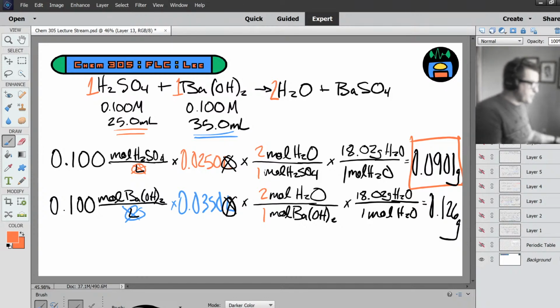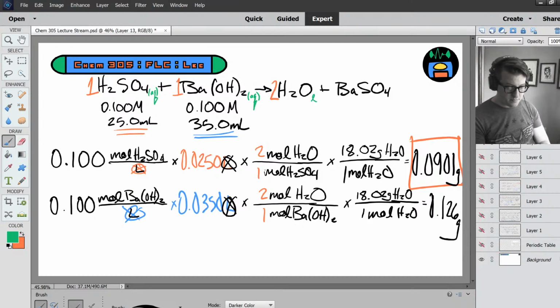Sorry. Okay, Parthana, great catch. So the solubilities here. Your acids are always aqueous. Hydroxides are usually insoluble, but hydroxides are soluble with barium. Water's a liquid, and then barium sulfates are usually soluble, but they're insoluble with barium, so that'll be a solid. So those are the solubilities. Awesome catch, by the way. Okay.